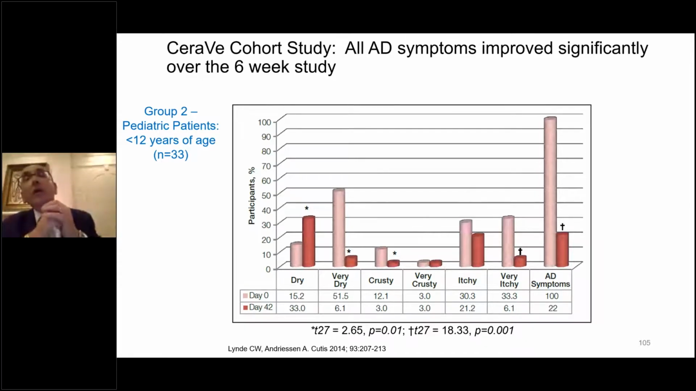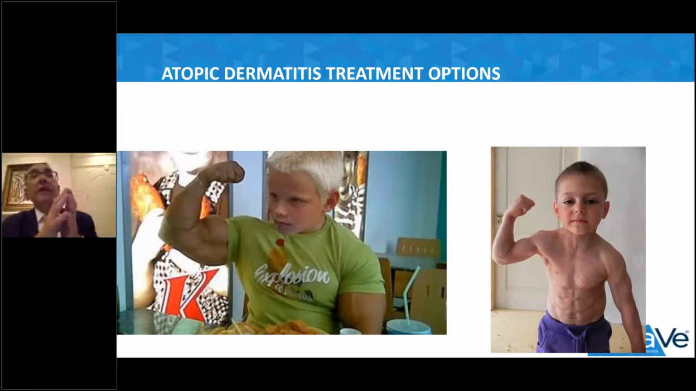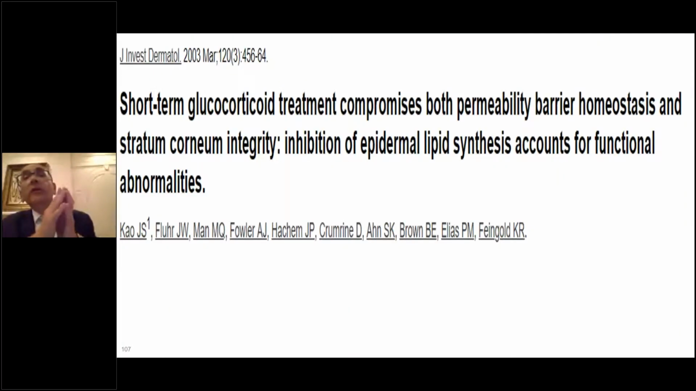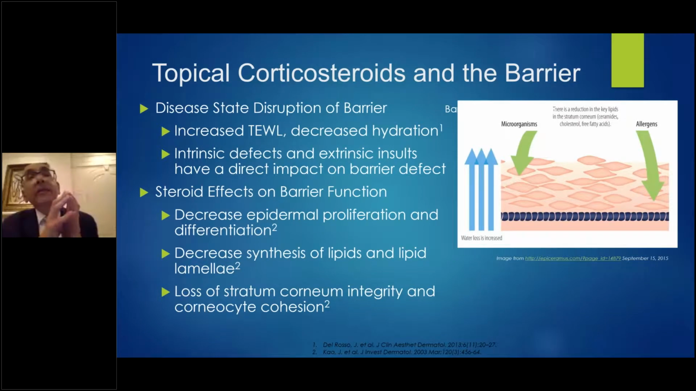So speaking of treatment, when you treat atopic dermatitis, the mainstream treatment is still topical corticosteroids, right? We like them, we use them, they work very well, they work fast. However, we forget something. The problem with the topical corticosteroids, even the short-term treatment, is that it actually compromises both permeability, barrier homeostasis, and stratum corneum integrity.